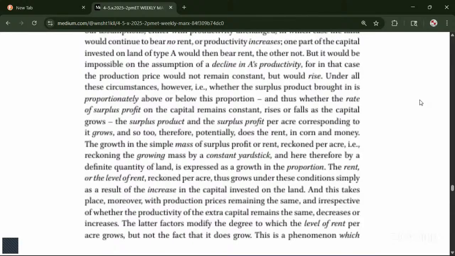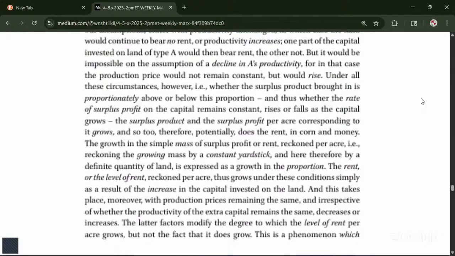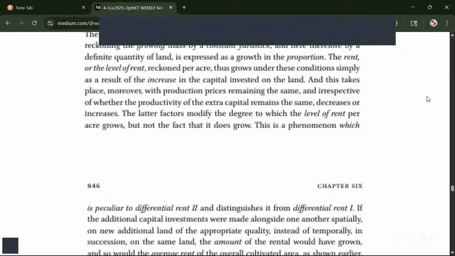And this takes place, moreover, with production prices remaining the same, and irrespective of whether the productivity of the extra capital remains the same, decreases, or increases. The latter factors modify the degree to which the level of rent per acre grows, but not the fact that it does grow. This is a phenomenon which is peculiar to differential rent 2 and distinguishes it from differential rent 1.